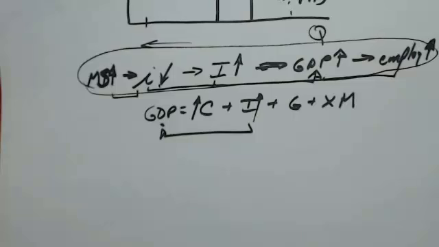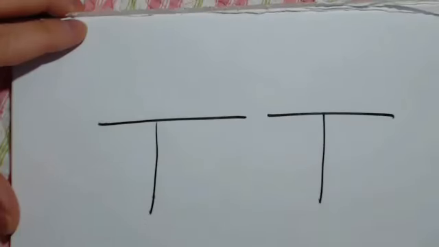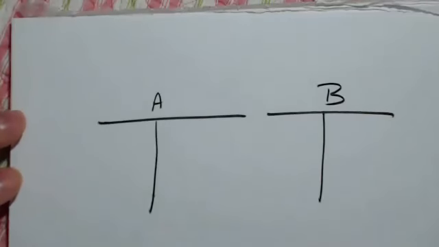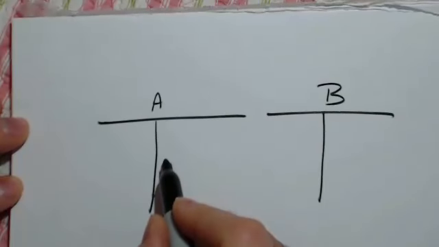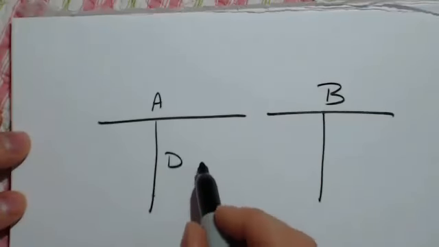Now, let's talk about open market operations and how the Fed tries to control this. So the way to do that is let's look at a bank's balance sheet. So let's say we have two banks. In fact, we're going to put two banks here. We're going to have Bank A, Bank B. And let's say we have on deposit, I'll call it D for deposit.